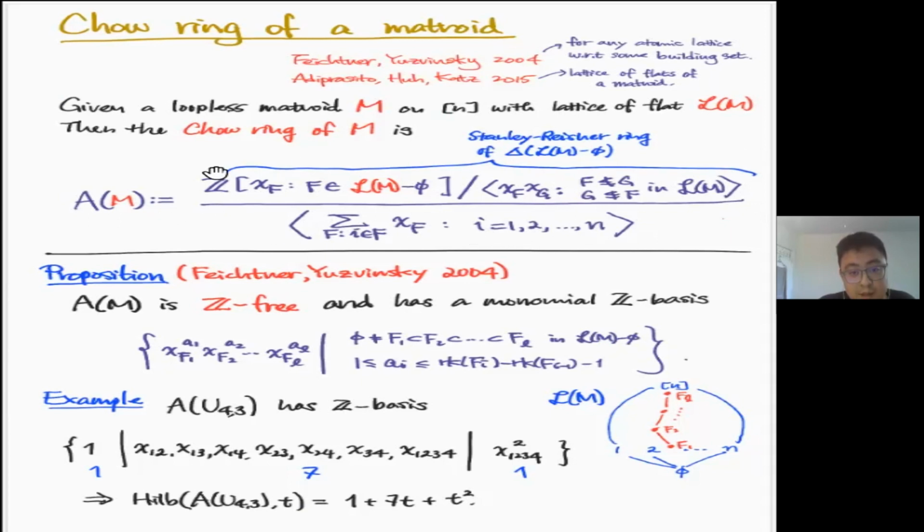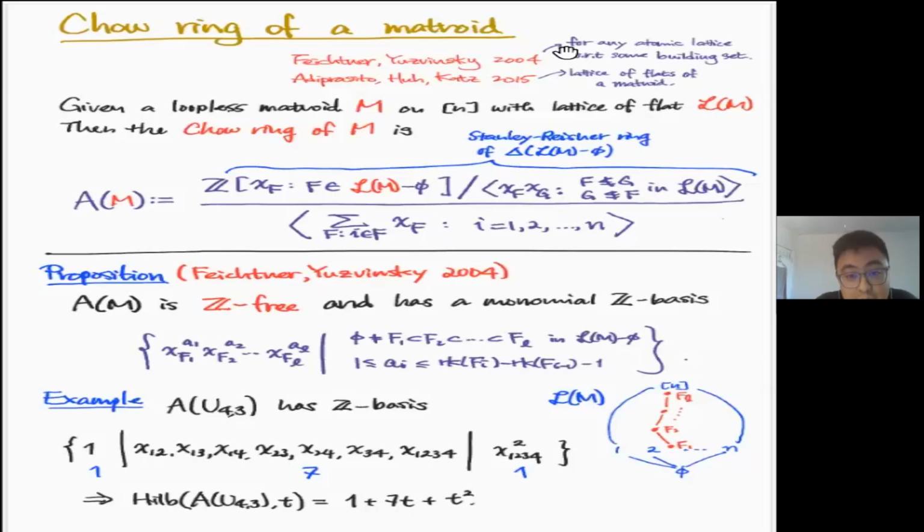These were first introduced by Feichtner and Yuzvinsky in 2004 for any atomic lattice with respect to some subset called the building set. Then Adiprasito, Huh, and Katz in 2015 applied it to the lattice of flats of a matroid, and they call these the Chow ring of the matroid, which is the definition we saw here.